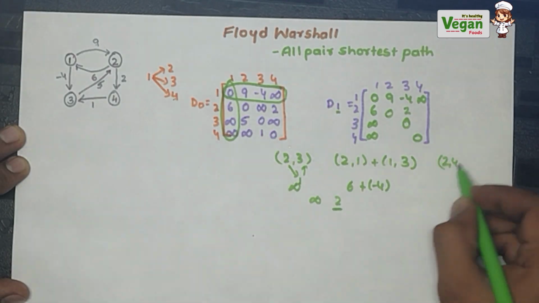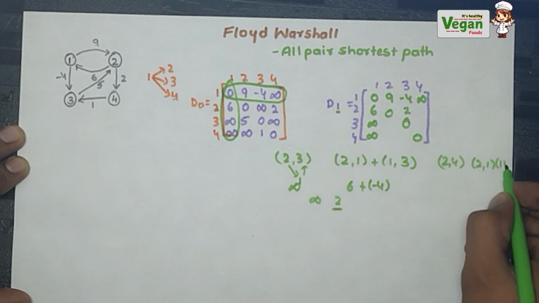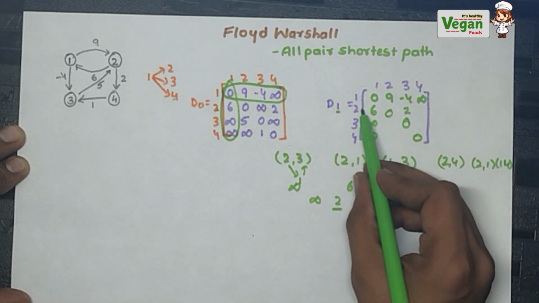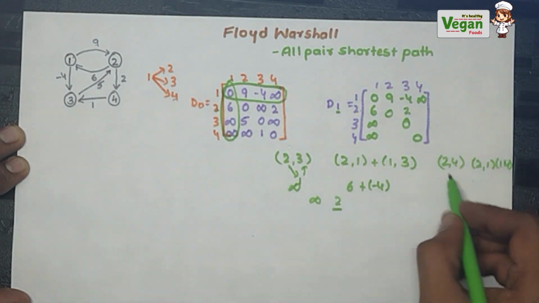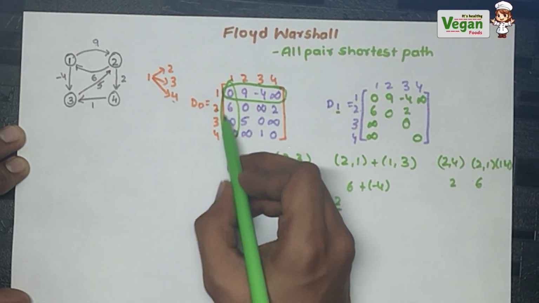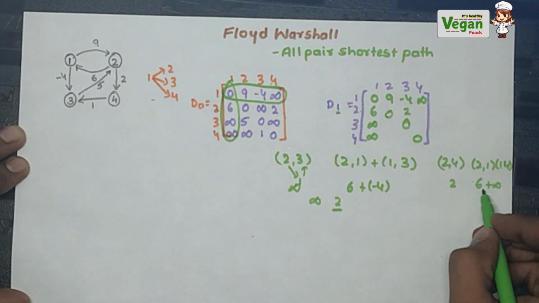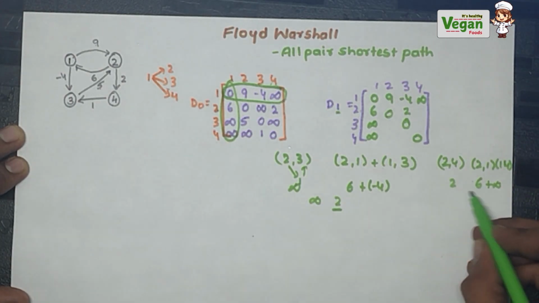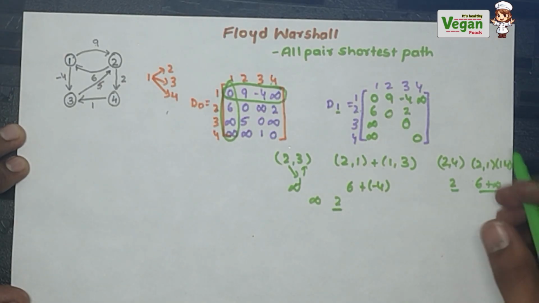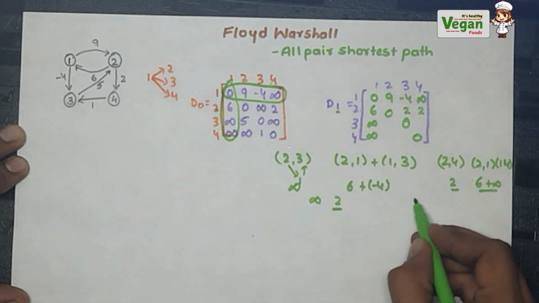Next you must find for 2, 4. For 2, 4, what will it be? 2, 1 plus 1, 4. 2, 4 value is 2. 2, 1 value is 6. Next 1, 4 value is infinity. If you add anything to infinity, it will be infinity only. Now among infinity and 2, which is the smallest number? 2 is the smallest number. Write 2.